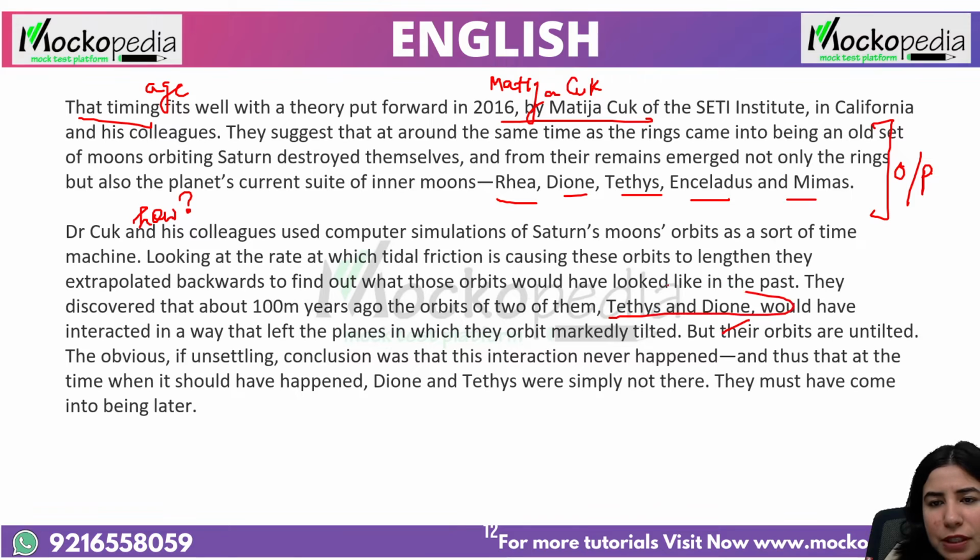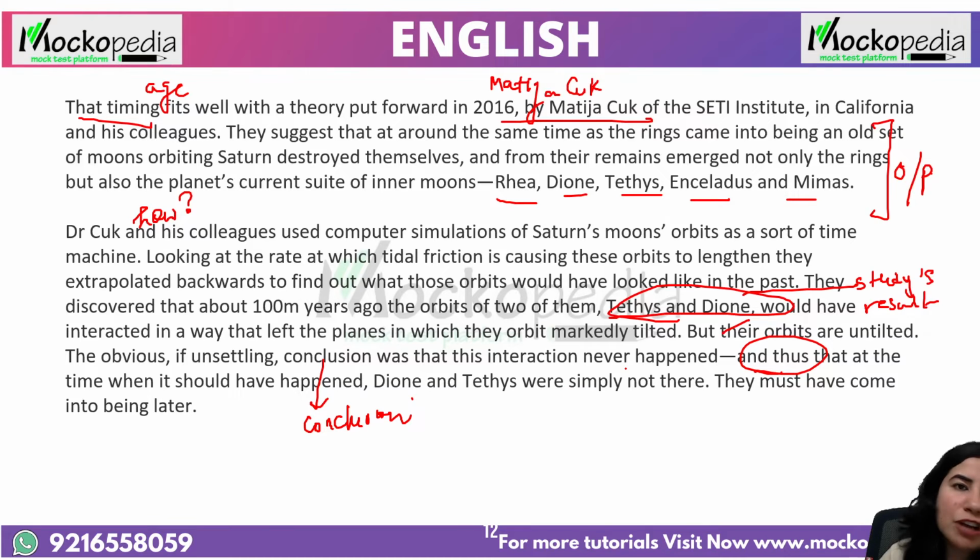So, what is the feedback or studies result on Tethys and Dion? So, we can come back. Would have interacted in a way that left the planes in which they orbit markedly tilted, but the orbits are untilted. The obvious, if unsettling conclusion was that this interaction never happened. So, what are they concluding? You can just write conclusion. And thus, the conclusion indicated that the time when it should have happened, Dion and Tethys were simply not there. They must have come into being later. So, based on the study, what are you concluding?